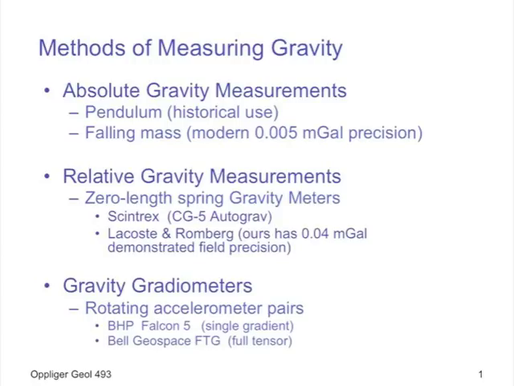The falling mass has been designed for mostly indoor use, but there are some falling mass absolute gravity devices that can be taken into the field, and those are demonstrating about half of 1% of a milligal, about 5 microgals of precision. Now we'll talk a little bit later about what a Gal is, and the scale that we're measuring on.